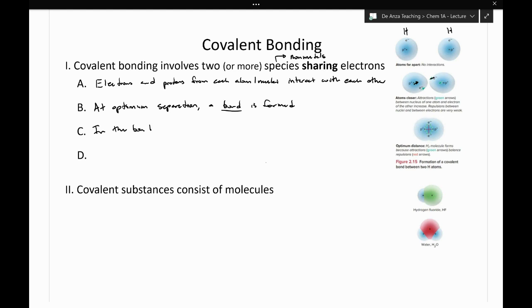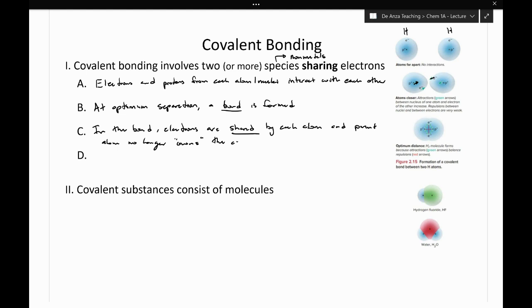This bond being formed is going to be characterized by electrons being shared by each atom. In this case, each of these hydrogens started with their own electron. When they come together, now they're sharing both the electrons equally. So electrons are shared by each atom, and the parent atom no longer owns the electron. The important thing here is that the electrons are being shared within a bond.